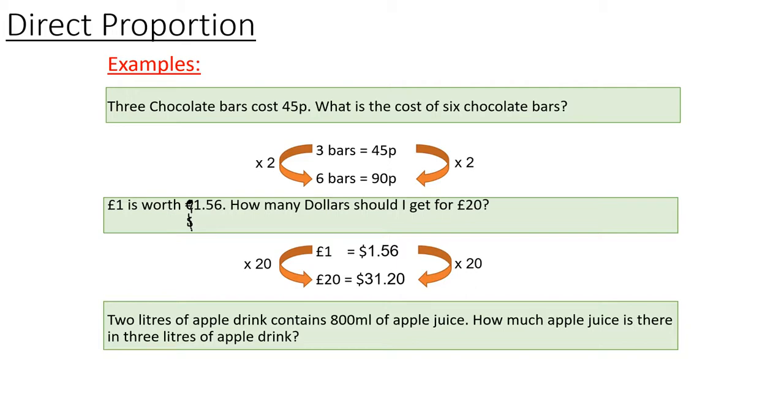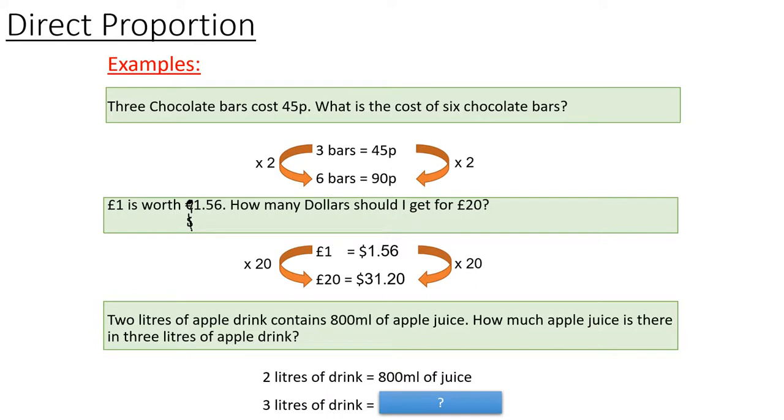Example 3. 2 litres of apple drink contain 800 millilitres of apple juice. How much apple juice is there in 3 litres of apple drink? If 2 litres of drink contain 800 millilitres of juice, I need to get from 2 to 3, so I have to multiply by 1.5. I have to do it to the other side as well. So 800 multiplied by 1.5, and I get an answer of 1,200 millilitres of apple juice in the drink.